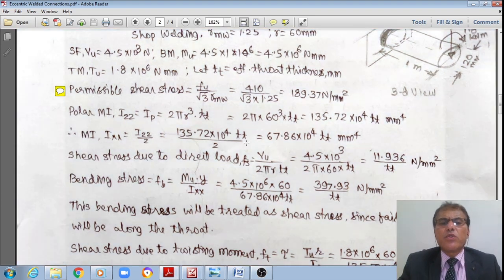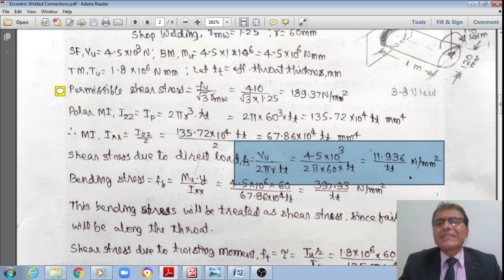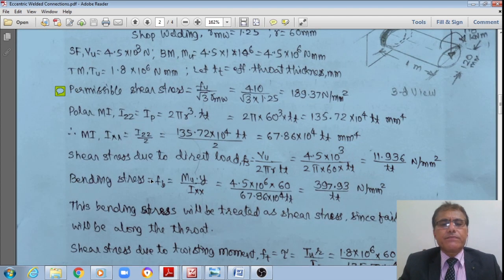Therefore, if I substitute the numeric values, now I will get direct shear stress Fs equal to 4.5 into 10 to the power 3 divided by 2 pi 60 multiplied by Tt, which works out to 11.936 divided by Tt Newton per mm square.